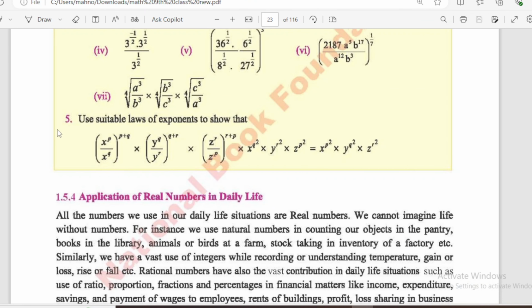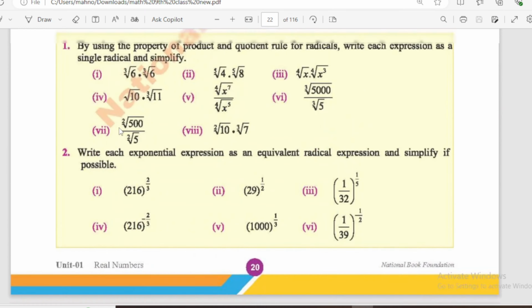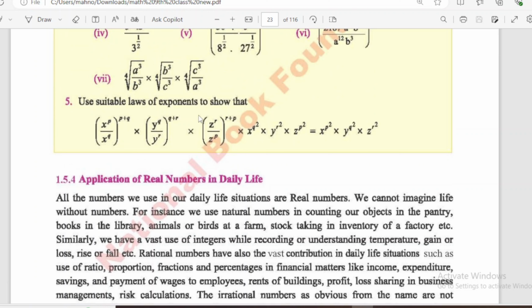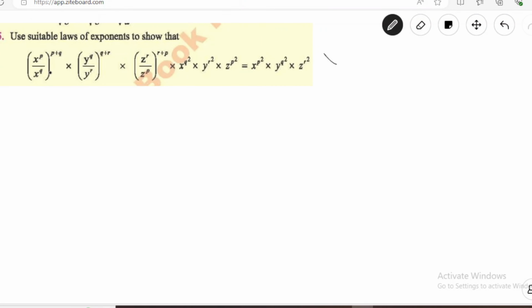Now we have the last question of this exercise 1.2, which is: use suitable laws of exponents to show that this thing is equal to this thing. It has two sides. If you look at this question, the equality splits it into two sides. The left of the equality is called the left hand side, and the right of it is called the right hand side. What we want to show is that they both are equal.